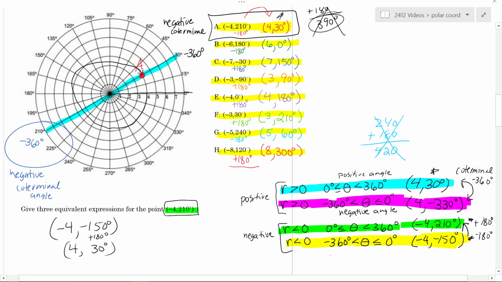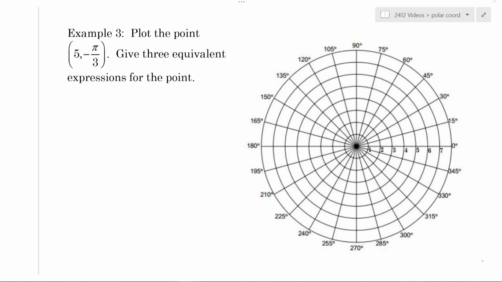All right, for example 3, we're asked to plot the point 5 comma negative pi over 3, and then we're going to give 3 equivalent expressions for that single point.